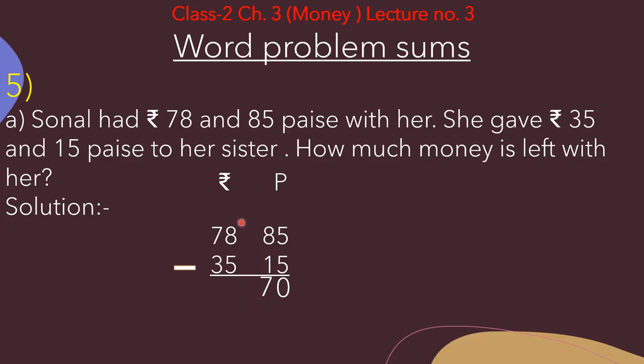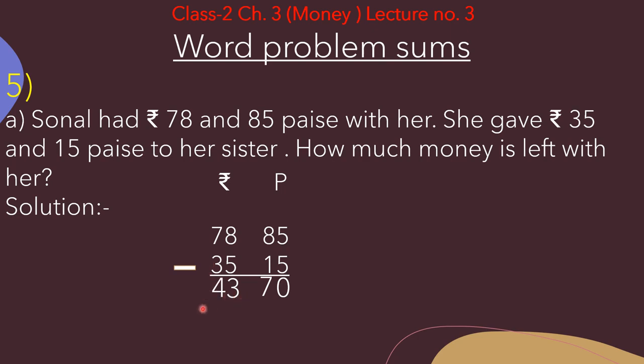Now we will solve the rupees column. Now 8 minus 5. So keep 8 in your mind and 5 on your fingers. Now we have to speak backward counting. 7, 6, 5, 4, 3. So here we will write 3. Now keep 7 in your mind and 3 on your fingers. Now again we have to speak backward counting. 6, 5, 4. So here we will write 4.